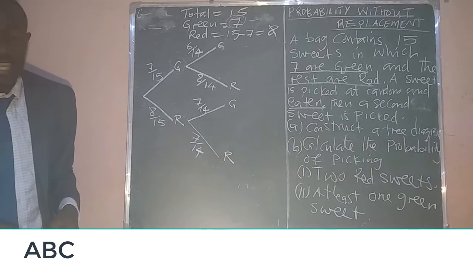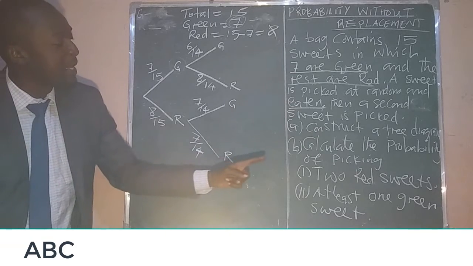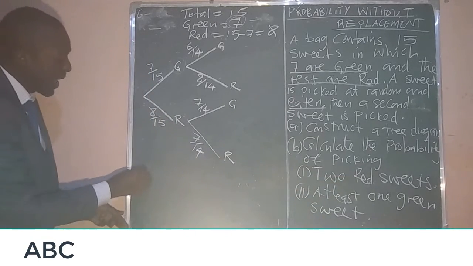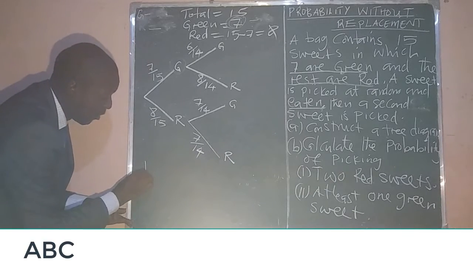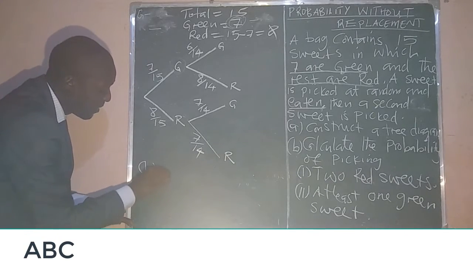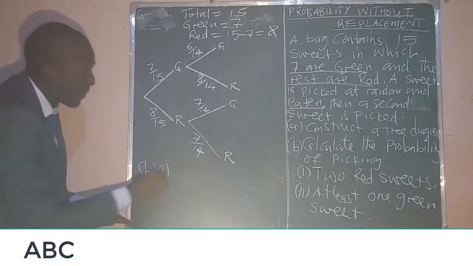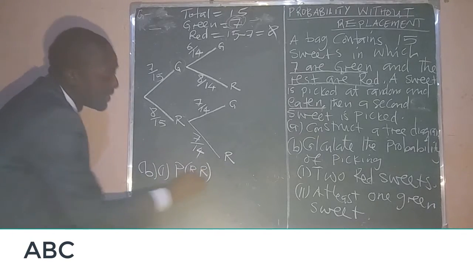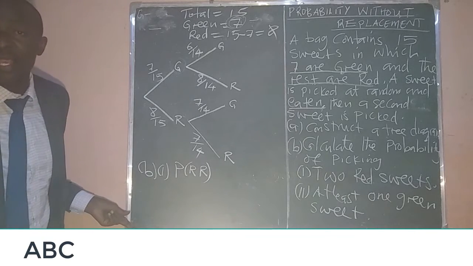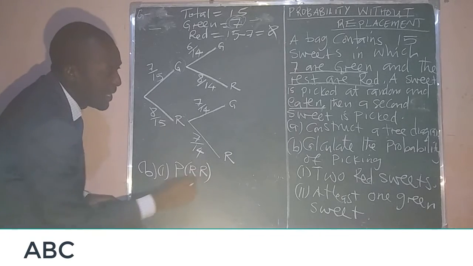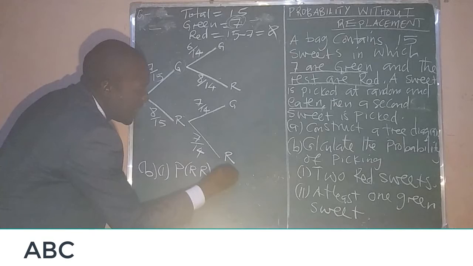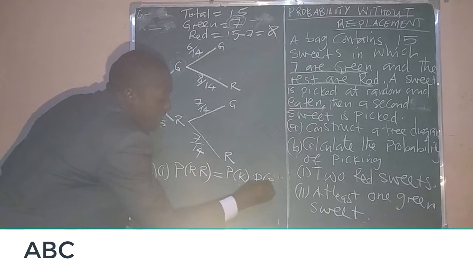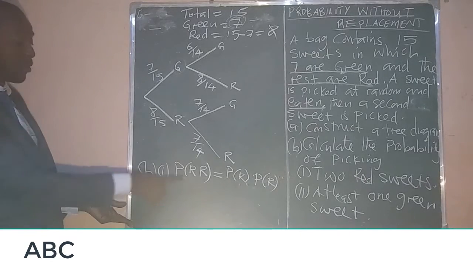So the first question says, calculate the probability of picking 2 red sweets. So the way we write that one, that is part B of the question, part 1. So probability of 2 red, you are going to have probability of red and red. So you pick red and then you pick red again. So now this one is going to be probability of red times probability of red. Okay? So that is the way we write it.